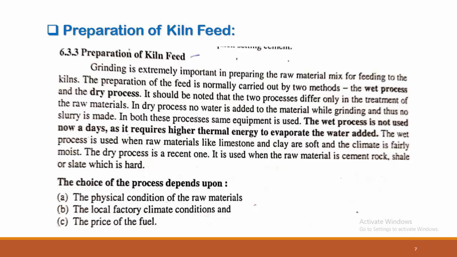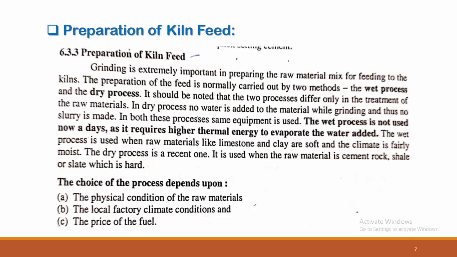Whether it is calcium, lime, or silica, or gypsum, or alumina, as well as ferrite, all the materials are taken as per the proportioning, as per the requirement of the Portland cement type, and the materials are taken for the grinding process. The preparation of the feed is normally carried out by two methods. One is the wet process and second is the dry process.